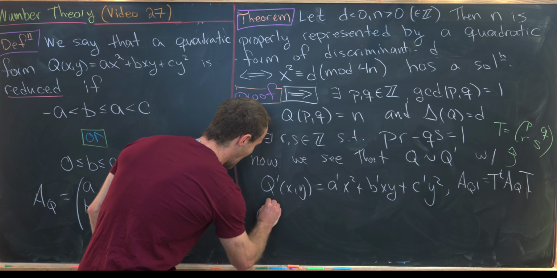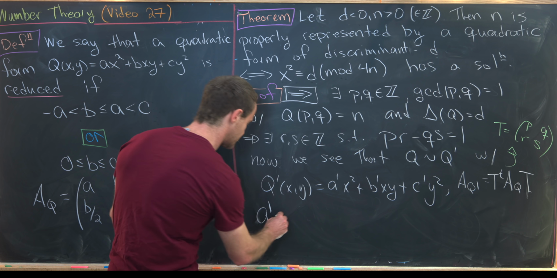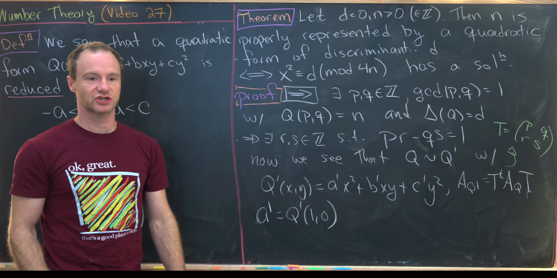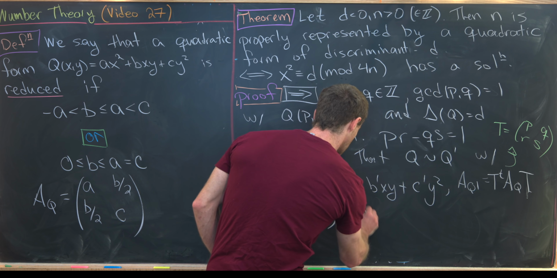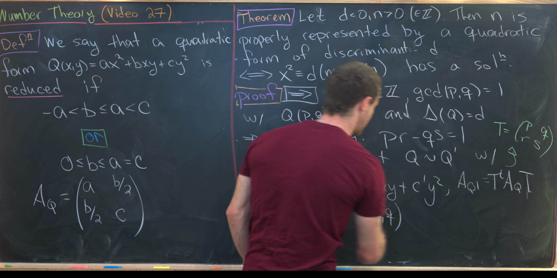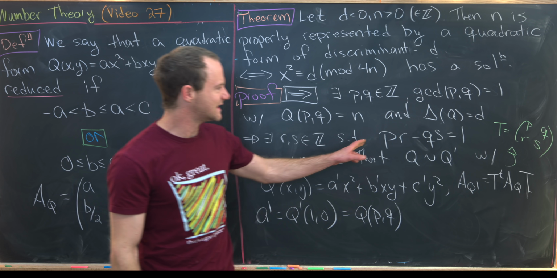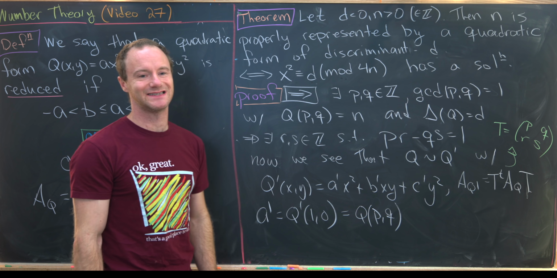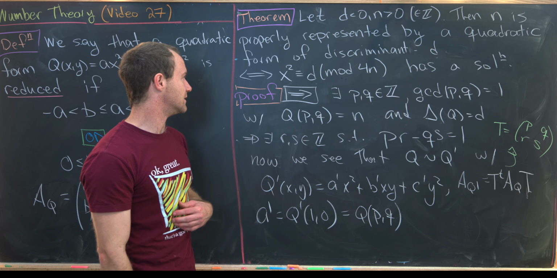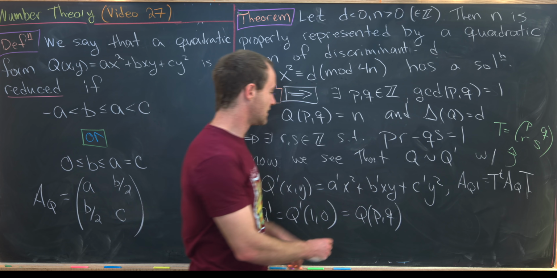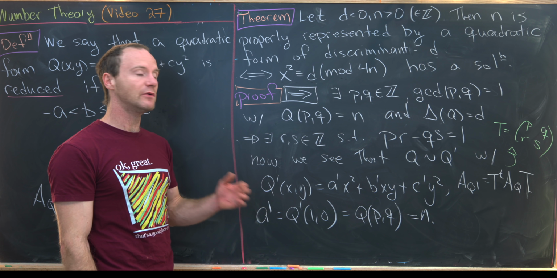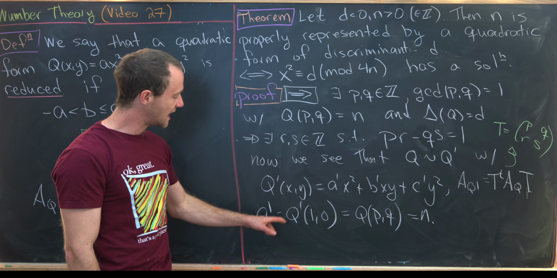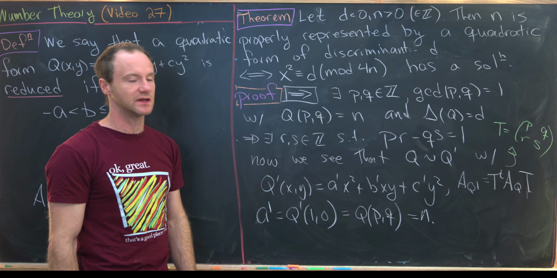Okay, so that was kind of a lot, but it sets up a really nice observation. So now let's notice that a prime is equal to Q prime evaluated at (1, 0) by our construction here, but that's exactly equal to Q evaluated at (P, R). So we can see that by our construction with this PS minus QR equals 1, this matrix T, and stuff like that. But now Q evaluated at (P, R) is equal to n from our original assumption. But now we've constructed a new quadratic form, which is a little bit nicer in the way that it represents n. It represents it with (1, 0) instead of (P, R).